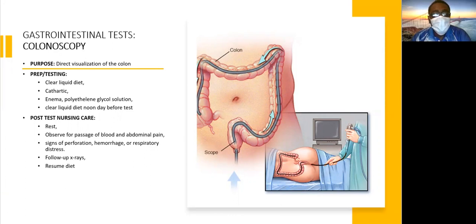So part of your post-test nursing care, you want to allow the client to rest while you observe for passage of blood and abdominal pain. These will be signs of perforation, hemorrhage. You're looking out for signs of perforation, hemorrhage, respiratory distress. Again, you want to carry out follow-up x-rays. Afterwards, the client can resume his normal diet.